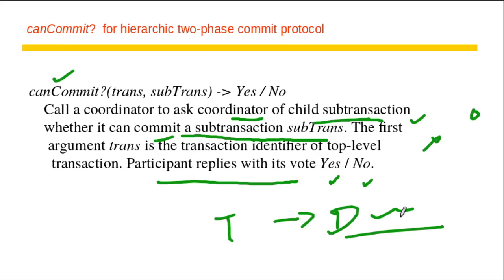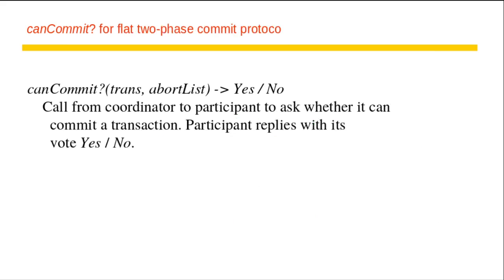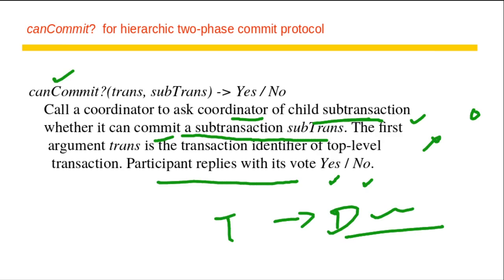So these are certain things which will be here in case of flat and nested transactions. And definitely timeouts we have already seen. These are certain things we had to know. canCommit for the flat two-phase commit protocol is a call from the coordinator to the participant to ask whether it can commit a transaction. It replies with yes or no. That was in the flat two-phase. In the nested, it will ask its sub transactions, and sub transactions will ask theirs, and then it will return. These are certain things about two-phase commit protocols.